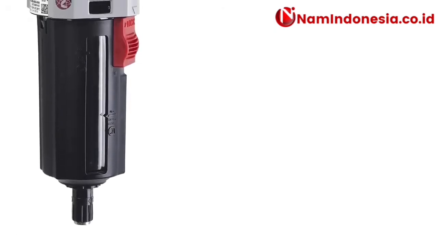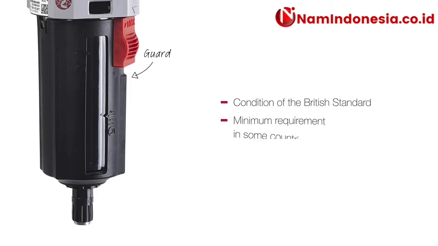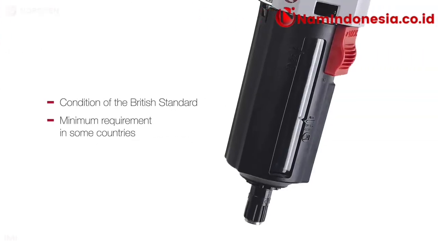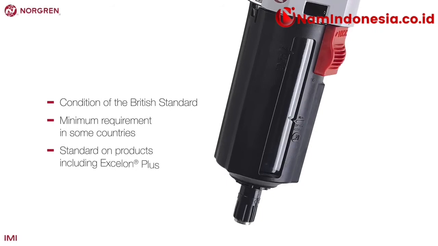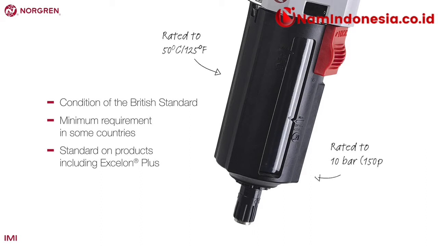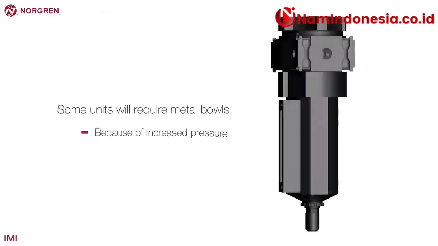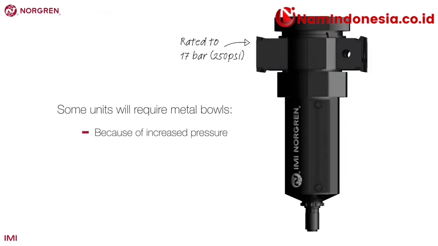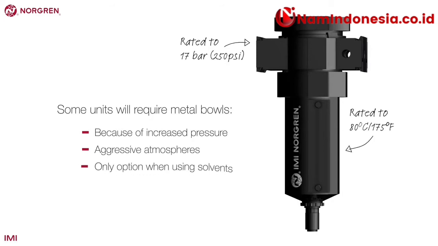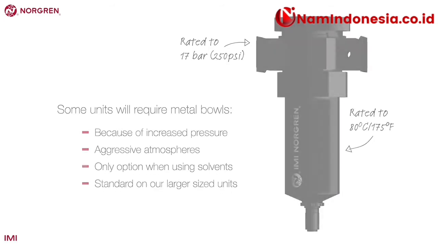In some situations, it will need to be fitted with a guard. This is a condition of the British standard and a minimum requirement in some countries. These guarded transparent bowls are standard on some products, including Exelon Plus. Remember, though, even with the guard, all the polycarbonate rules and regulations still apply. Some units will require metal bowls because of the increased pressure they are likely to contain. Metal is more suited to some aggressive atmospheres and the only option when dealing with solvents.